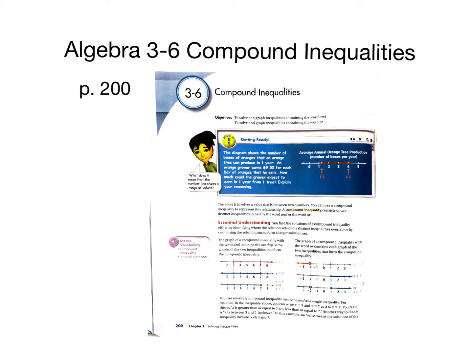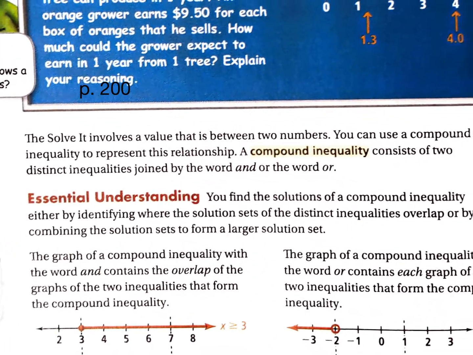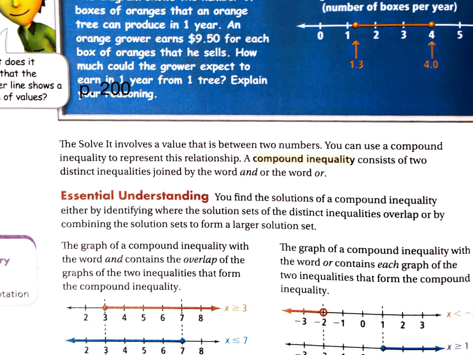Page 200, lesson 3.6 is on compound inequalities. A compound inequality has two distinct inequalities joined by the word and or the word or.